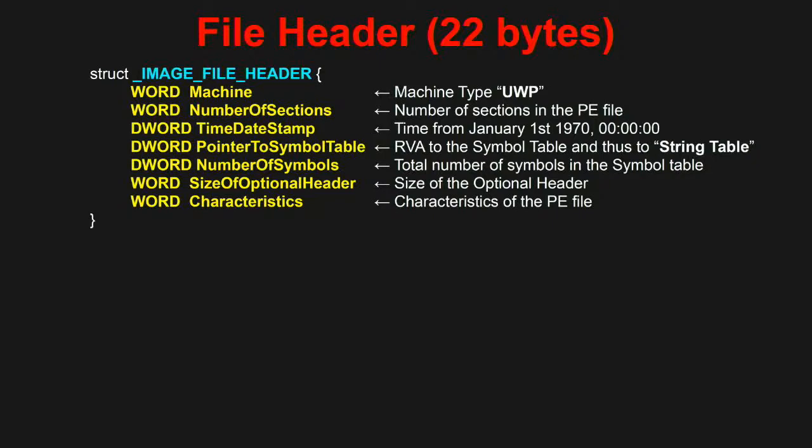Now, the time date stamp. Who knows what January 1st, 1970 means? Exactly. So any time and date stamp present inside this particular field is a time delta from that particular timestamp, right? So this helps you identify when this particular binary was compiled.